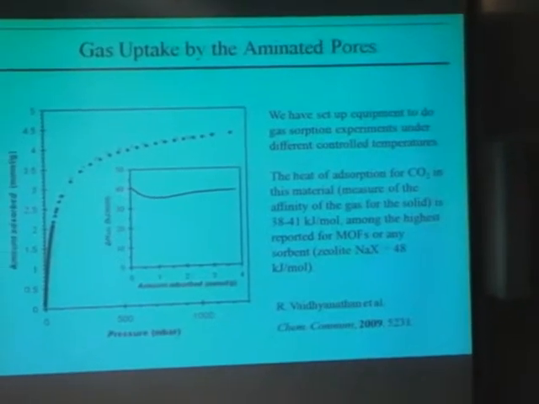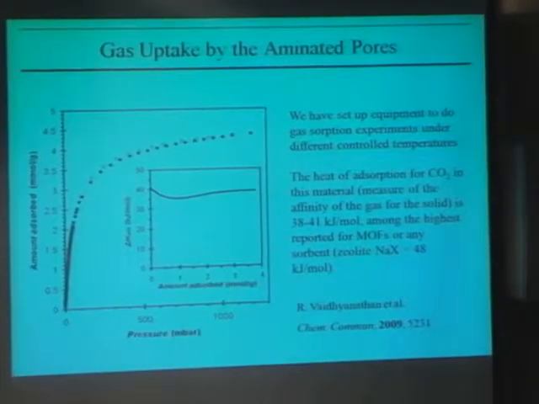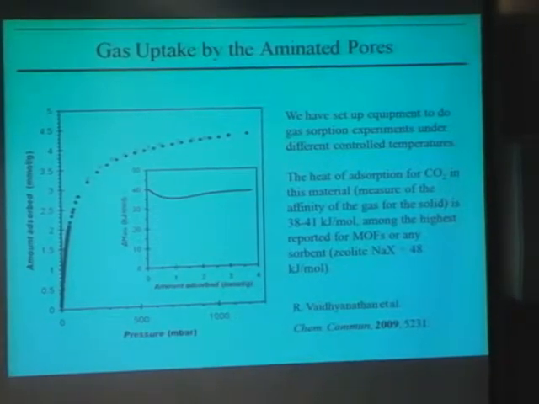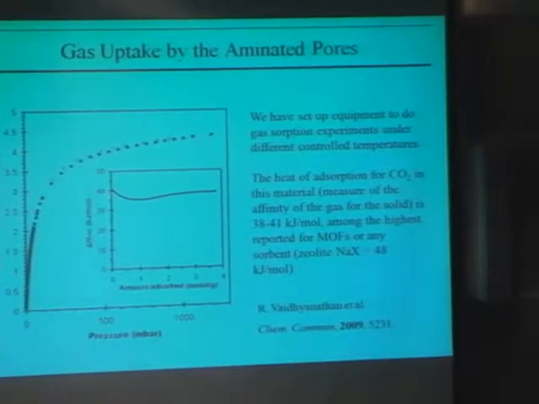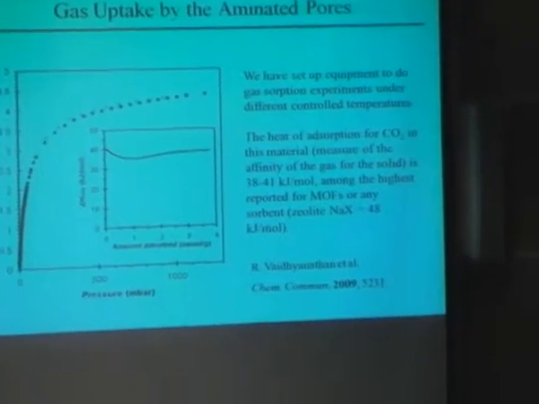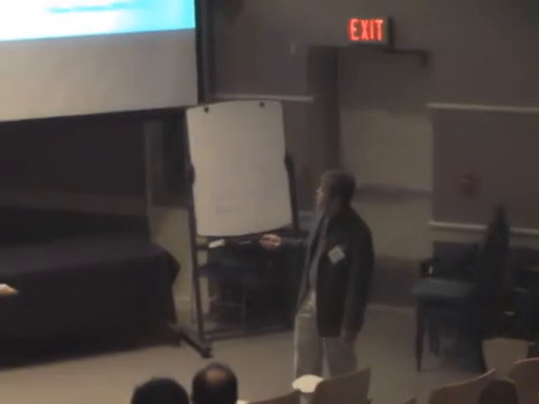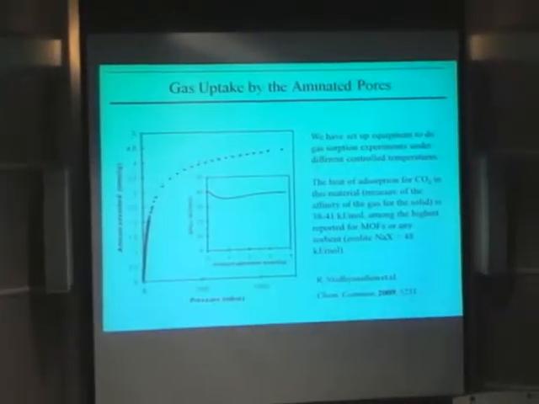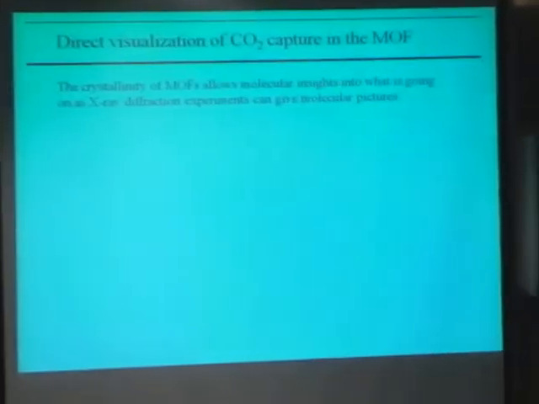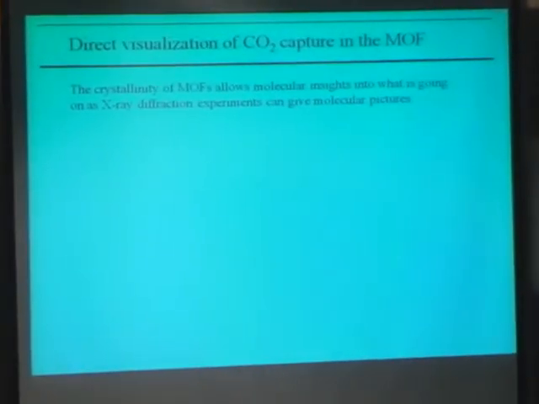So this is 40 kilojoules per mole. Compare that to a covalent bond, which is over 100 kilojoules per mole. But it's a strong physisorptive interaction. I think the highest CO2 sorption that's been reported is in zeolite NaX, which is 48 kilojoules per mole. And so we're in the neighborhood of 38 to 41. We actually have one now in the lab that has a delta H of 52. But this is an interesting phenomenon. Okay, so why did that happen?